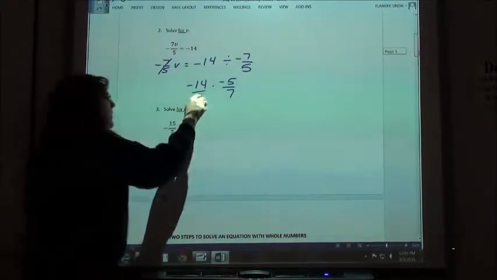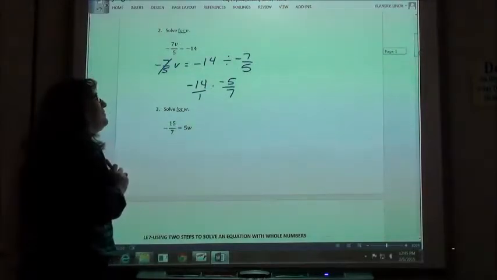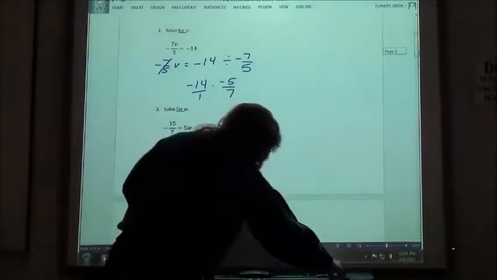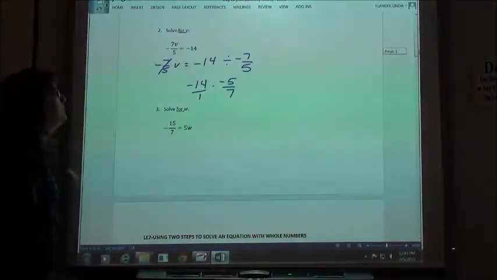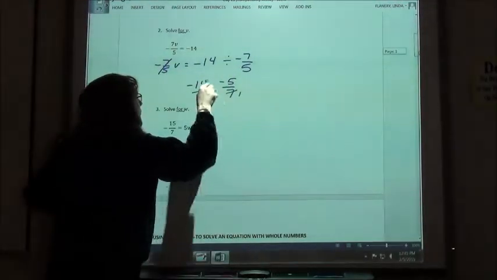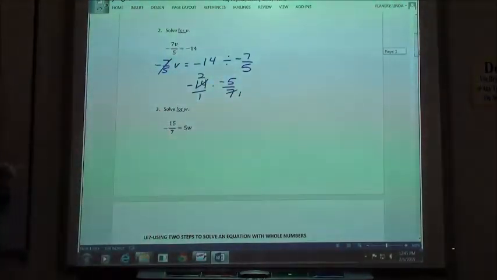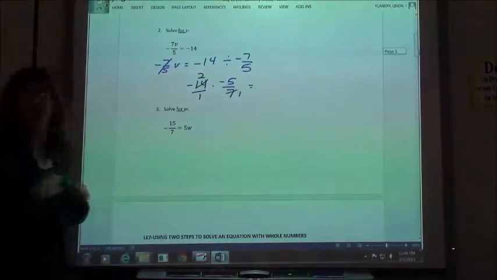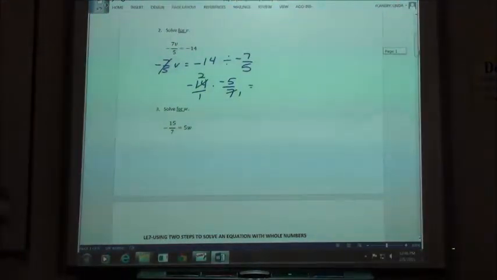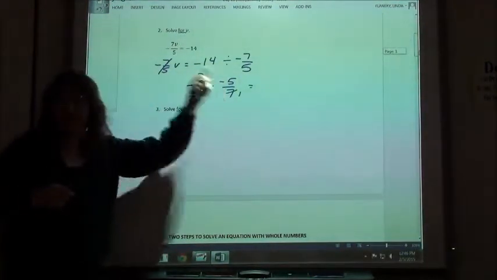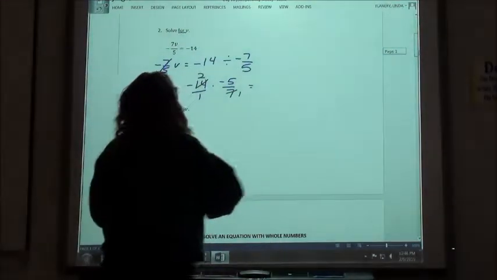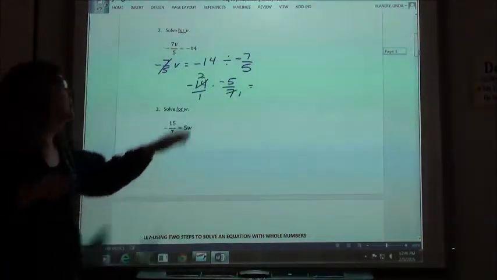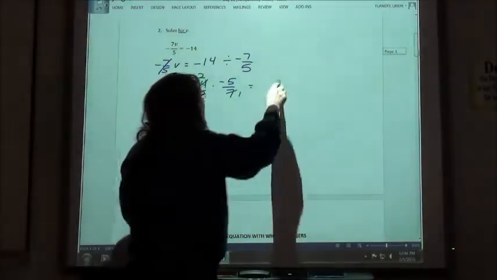So I'm going to go 14 over 1, times 5/7. And then I can reduce, right? 1 and 2. And then when I multiply, I get negative 10. No, I don't get negative 10. 2 times 5, the 2 times 5 part is 10, but a negative times a negative is a positive.